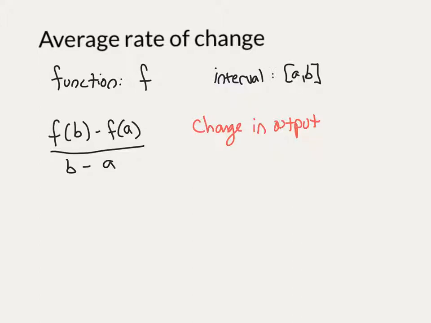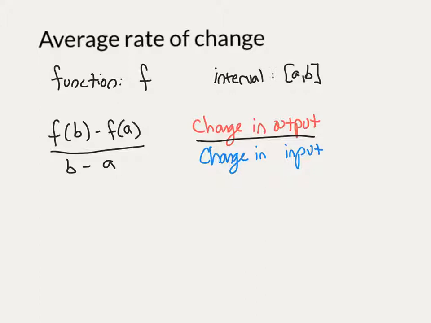And when we're dividing, we're going to divide by b minus a, which is a change in input. On our interval [a, b], these are where our inputs came from, so we have b minus a. This is a change in input. And so that's how we define our average rate of change. How fast are we changing on average in a particular interval?